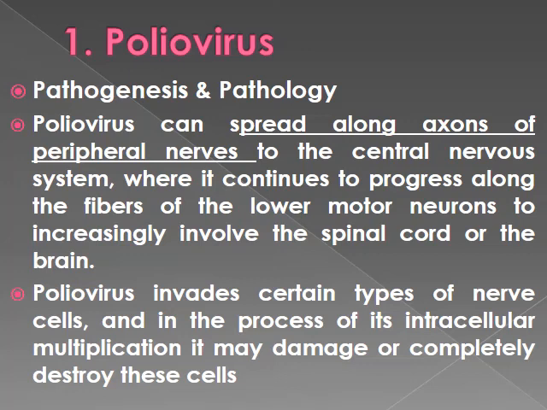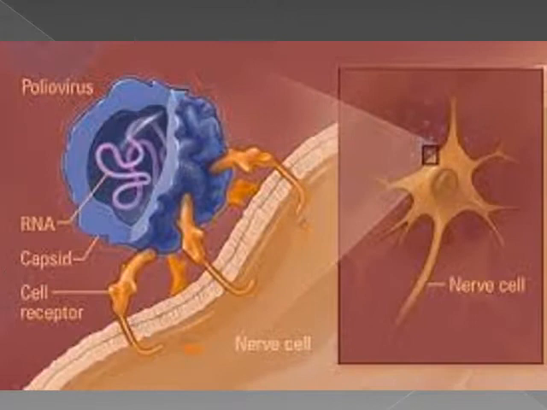Now, the damaging effect of the virus. Poliovirus invades certain types of nerve cells, the anterior motor neurons, and the process of intracellular multiplication of the virus could damage or completely destroy these cells. Usually with non-enveloped viruses, the damaging effect is more severe. At the end of the replication cycle there is rupture of the cell. This is irreversible: rupture of the cell, complete death of the cell, and release of new viruses that infect other cells and also cause rupture, and so on. So, complete damage of the motor neurons. This is the receptor for the poliovirus in the motor neurons, causing infection inside the cell, then release of the virus, rupture of the cell, and death of the cell.